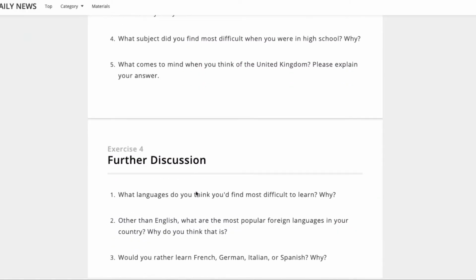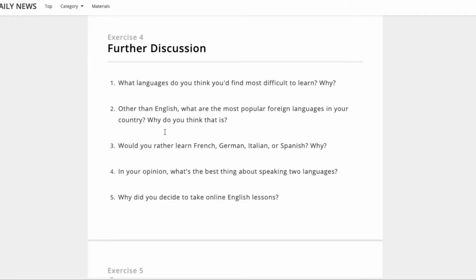But sticking with the level 7 article, exercise 4 is further discussion. This is always my favourite part of the lesson because it broadens the topic. So whereas the first part of the discussion is specifically about the findings in this article, further discussion is about the broader topic. For example, what languages do you think you'd find the most difficult to learn? It's still about the article, but not specifically what the article was finding out.